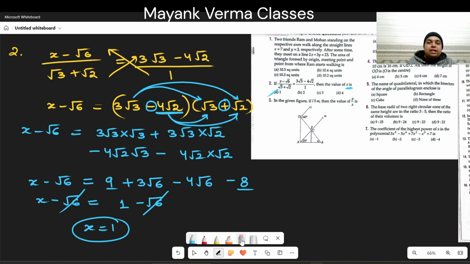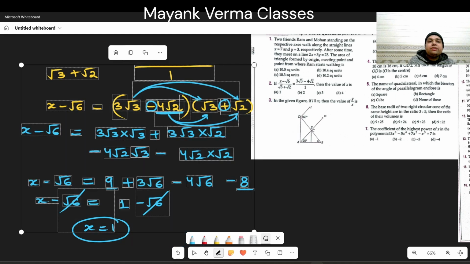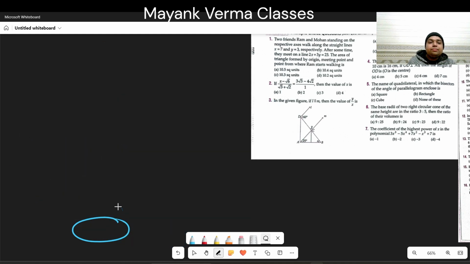Okay, let's see the next one. In the next question, a figure is given to us. So let's draw that figure. Always remember, whenever you are doing any diagram question, it doesn't matter whether it is of 1 mark or 2 marks, any mark, you must draw the diagram. Okay, so let's draw that.